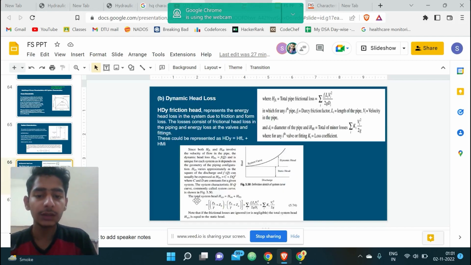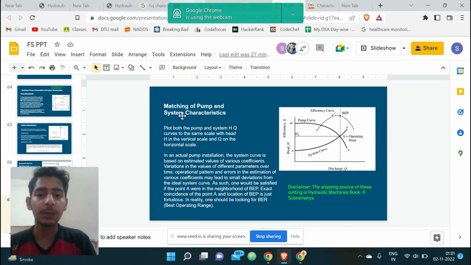So the total system head loss is the sum of the static head and the dynamic head loss and is given by equation 5.74. Moving on to the next topic, the matching of the pump and the system characteristics. Both the system characteristic and the pump characteristic have been plotted here. This is the system characteristic, which can also be seen as a resisting head, and this is the pump characteristic.